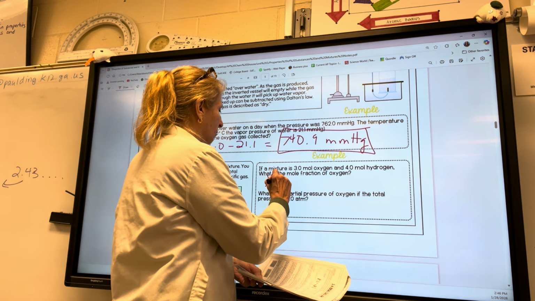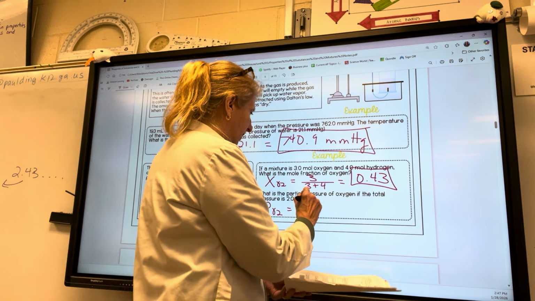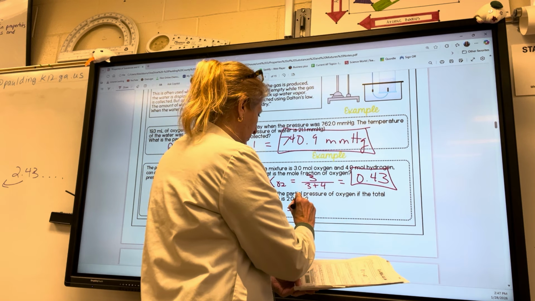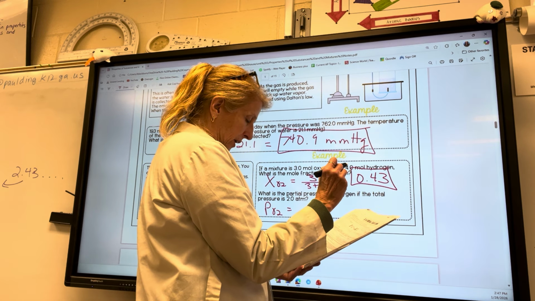Okay, what is the partial pressure of oxygen if the total pressure is 2 atmospheres? So the pressure of oxygen, we can get that, where did we get that from? Oh, we take our mole fraction, which is 0.43, times 2.0, because it's 2 atmospheres, equals 0.86, and this time it's atmospheres. That one we have a pressure. It's not a percent, it's a pressure. Okay?